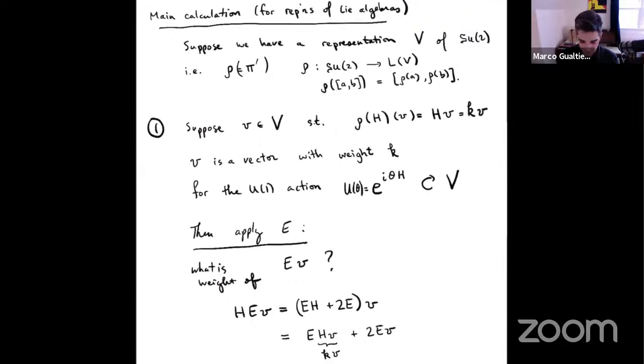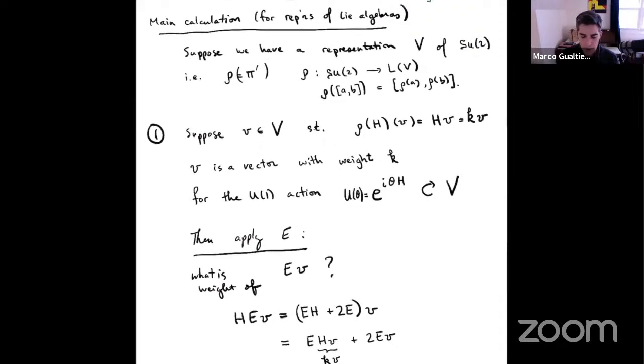So let's suppose that we have a representation of SU2. That's what I'm going to try to classify. That's what I'm going to try to study.